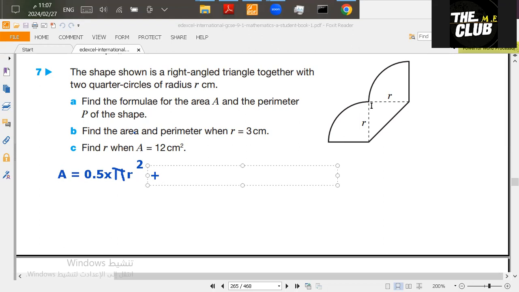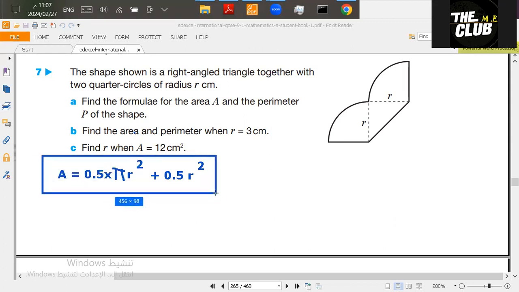Now the triangle here, the area is what? It's half base times height. The base is r, the height is r, so half r squared. So this is half base times height. Okay. Now this is the area of this shape. You can use this to answer questions A and B. Okay. And C, the area.